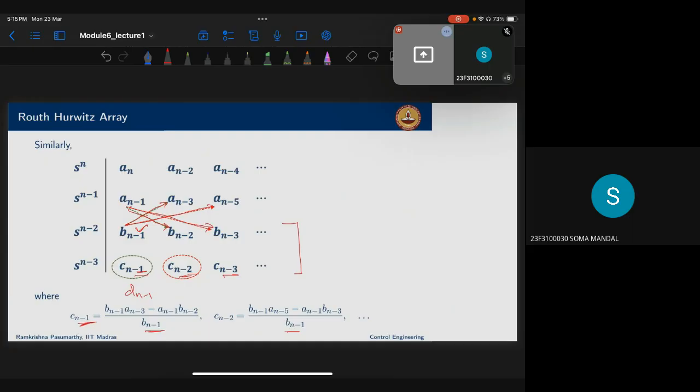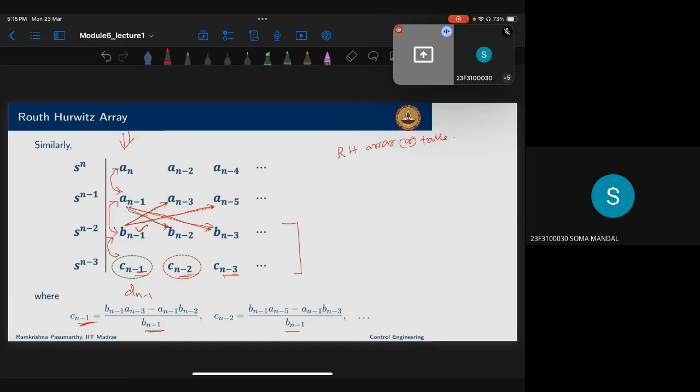Okay, so once you fill up everything, this we call the RH array or RH table. Then we will observe only the first column. We will check from term to term, between these two terms, whether both are positive or negative. Then we check these two terms, and these two terms, whether both are positive or negative.